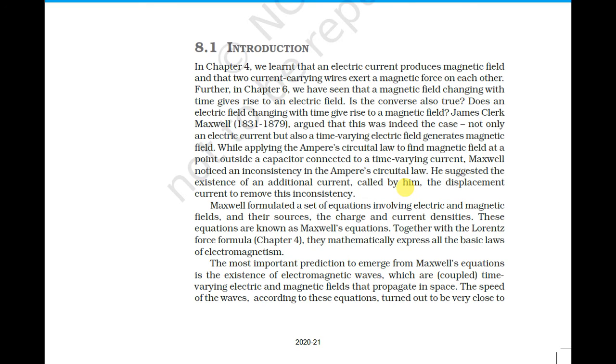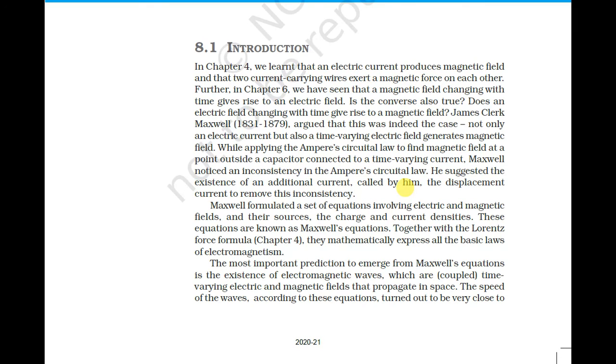Maxwell combined the electric field and the magnetic field, along with the sources, the charge and current density and the current. These equations are known as Maxwell's equations, and they were derived together with the Lorentz force formula.